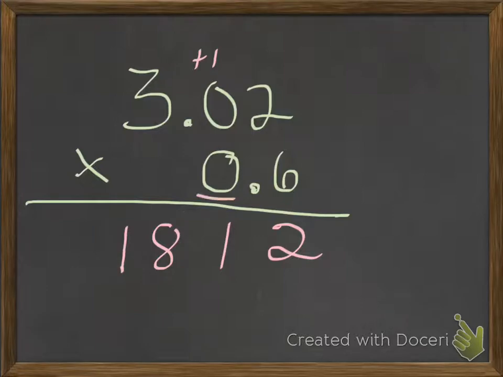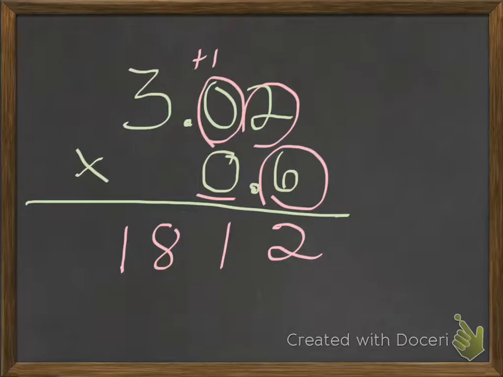And then since our next digit is a 0, we don't need to use that to multiply because everything times 0 is 0. But we do need to count how many digits come after a decimal point, and there are 3. So our answer has to have 3 digits after a decimal point. 1, 2, 3. So our answer is 1.812.